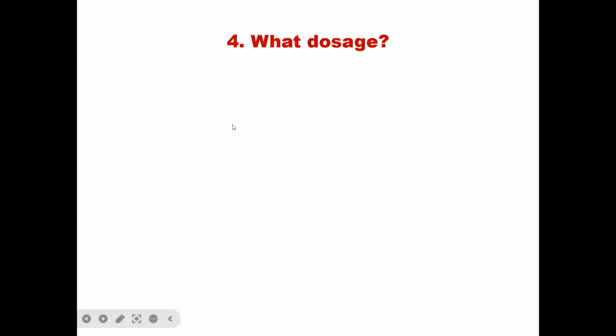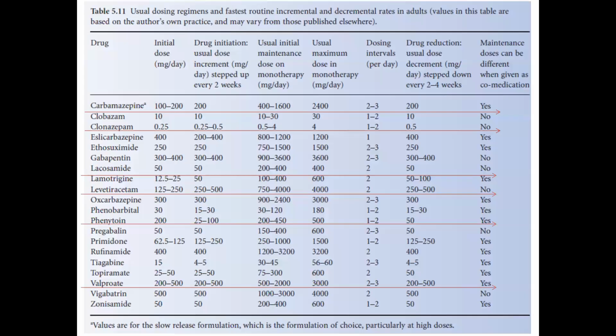Okay. Let us come to the doses of the drugs: from what dose we should start, how to escalate the dose, how to de-escalate the dose, and up to what dose we can go ahead. The most commonly used drugs are carbamazepine, clobazam, lacosamide, levetiracetam, phenytoin, and valproate. Carbamazepine we can use maximum up to 2,400 mg. The interval dose will be 2 to 3 times in a day.